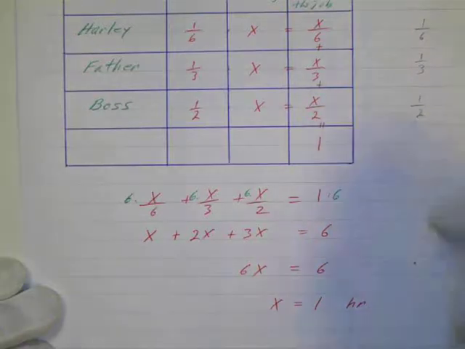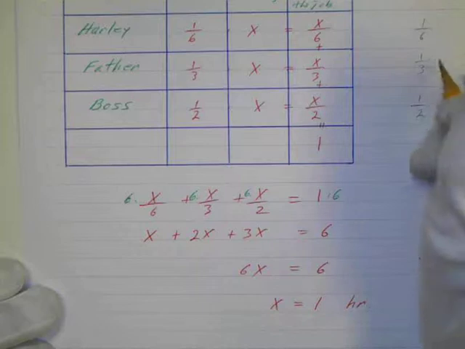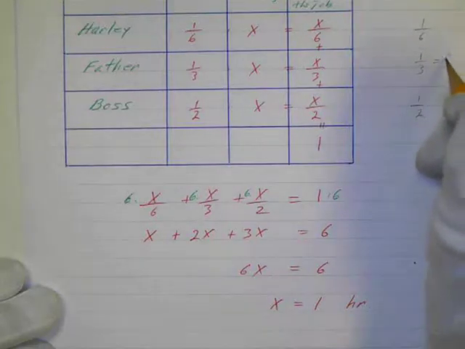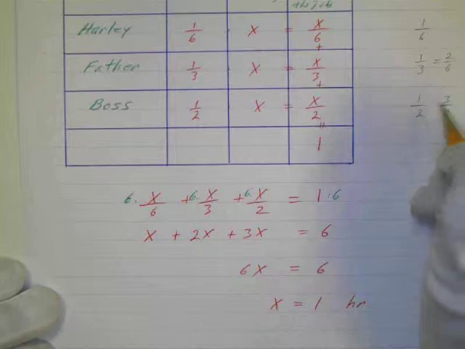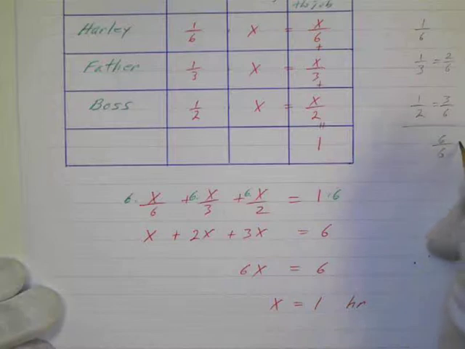And if we put these all in as a common denominator of 6, this is 1/6. This would be the same thing as 2/6. And this would be the same thing as 3/6, right? If we add those all up, what do we get? 6/6, or 1 job. So it does check out.